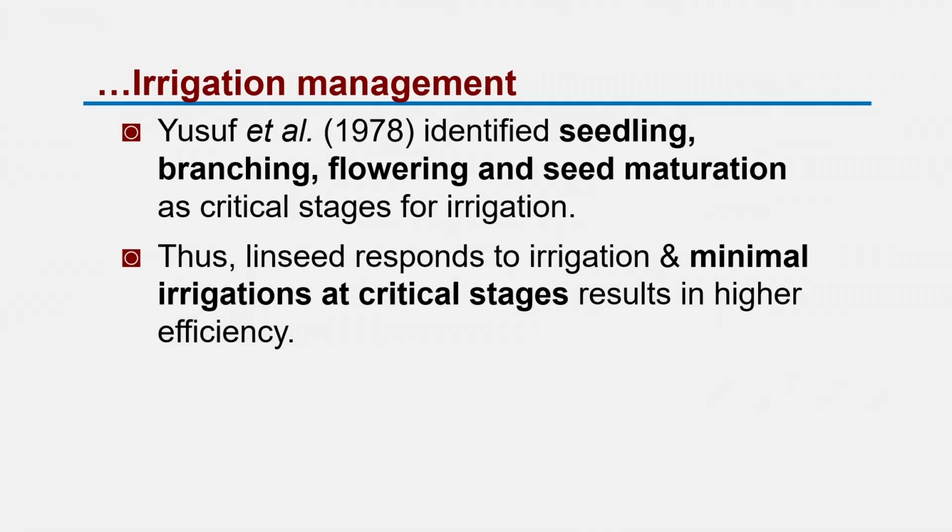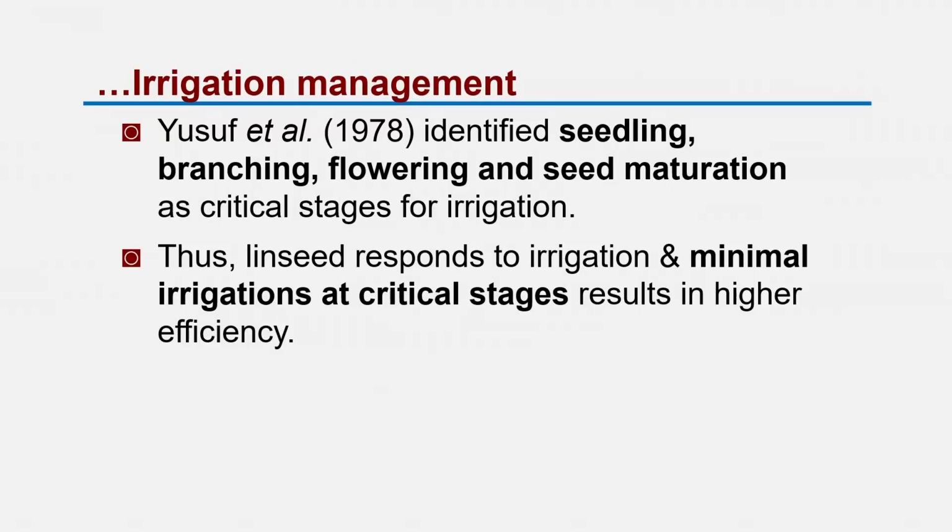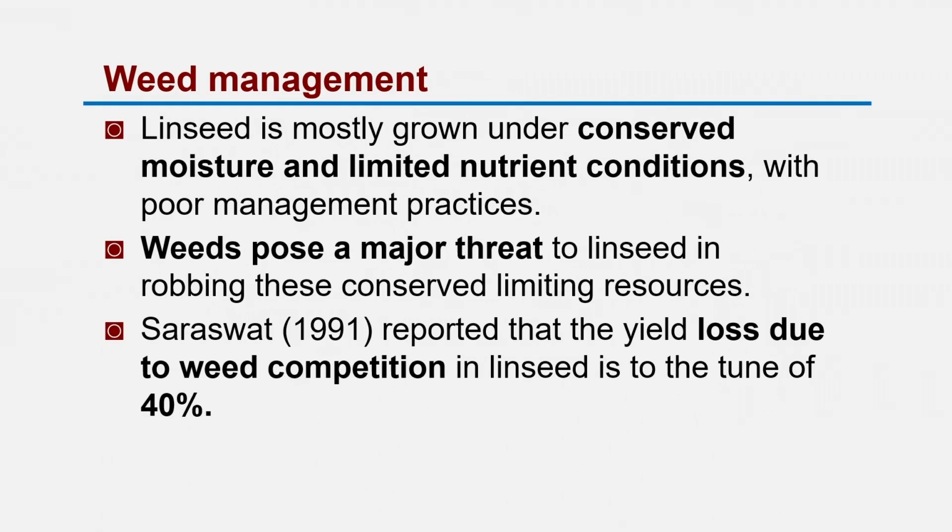We can define critical stage for irrigation as the stage where if we do not apply water, there will be maximum loss of the crop yield or crop growth. That particular stage is the critical stage for irrigation. Thus, linseed responds to irrigation, and minimal irrigations at critical stages result in higher efficiency.